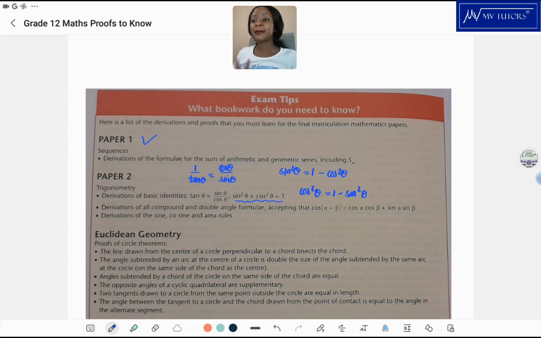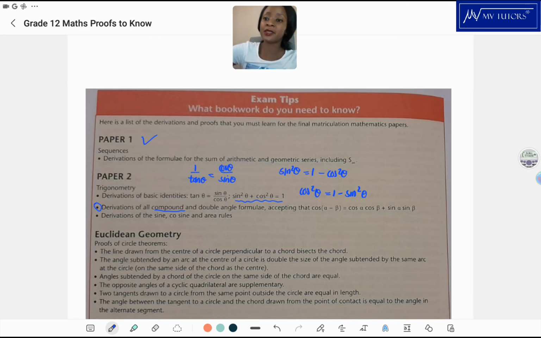Also, when it talks about the derivations of the sine, cosine, and area rules, it's basically saying you must know the formulas, and they are given in the formula sheet. So you don't have to cram it, so you can relax. Now when it comes to the compound and double angle formulae, with the compound angle, you must just know what they are, and they are given in the formula sheet.